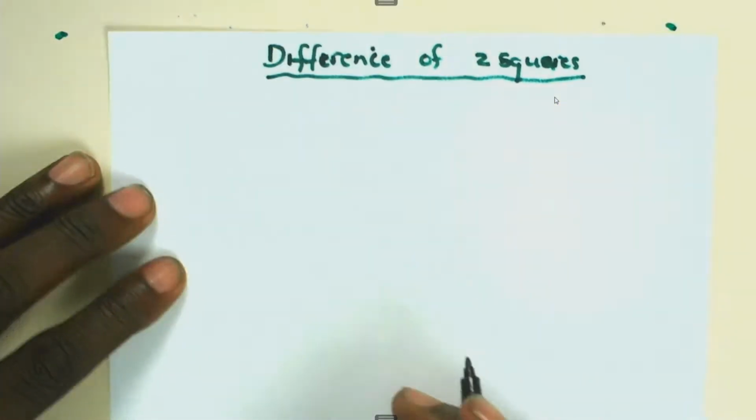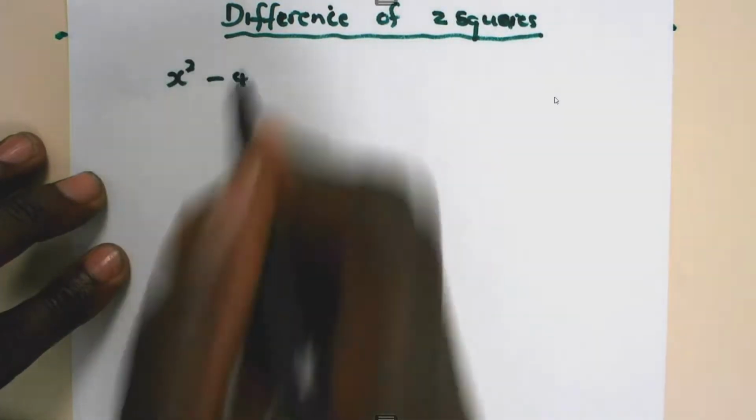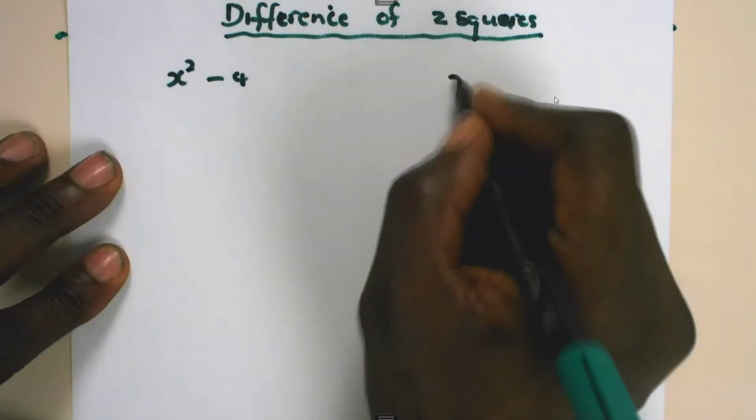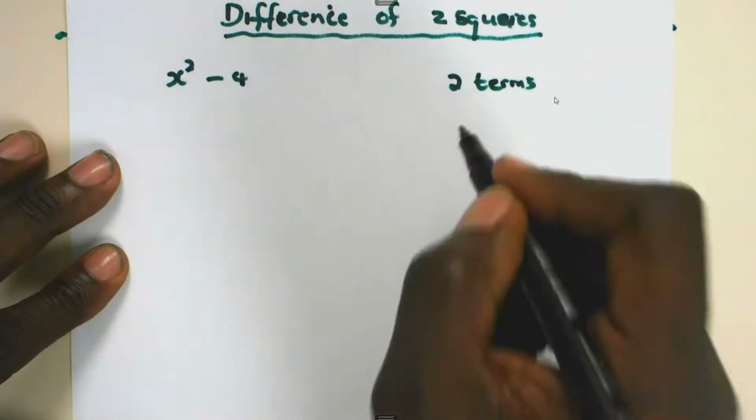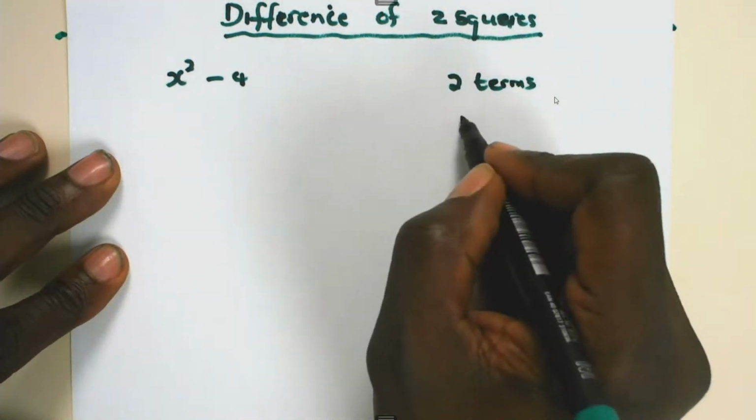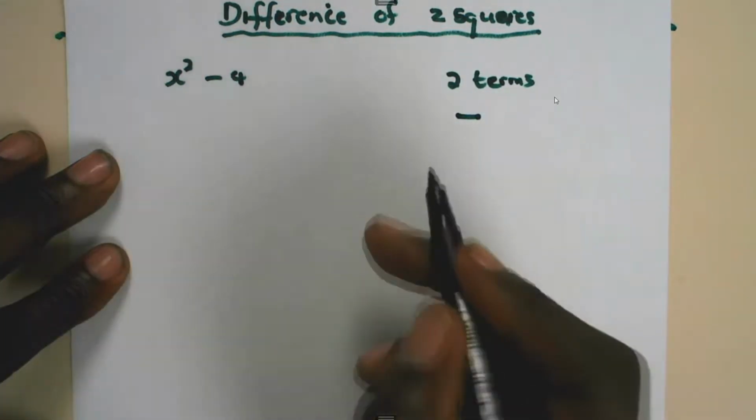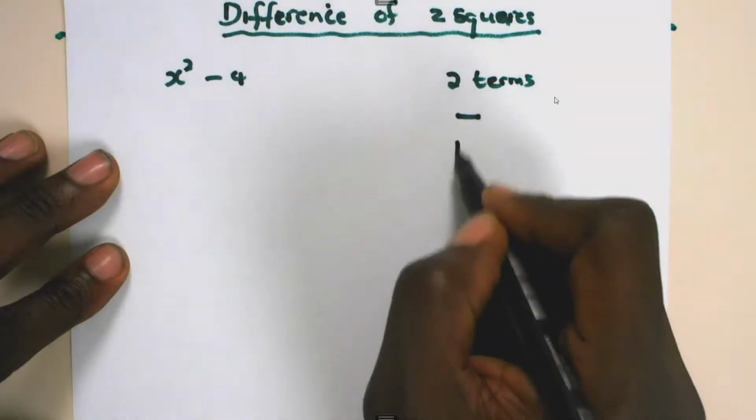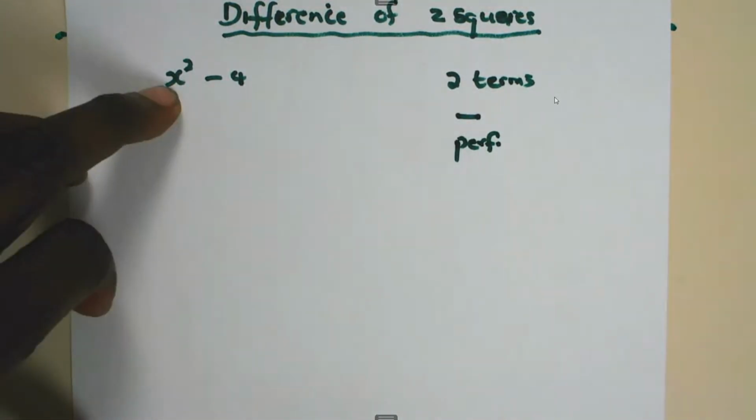Let's do an example so that I start to explain. If I have x squared minus 4, how many terms are there? There are 2 terms. They've been separated by a subtraction sign, the negative sign. And then the numbers are perfect squares.